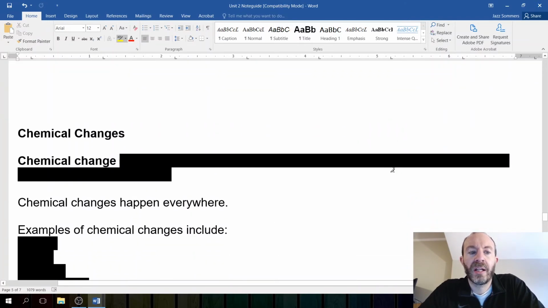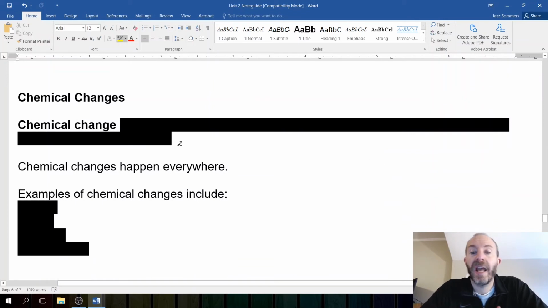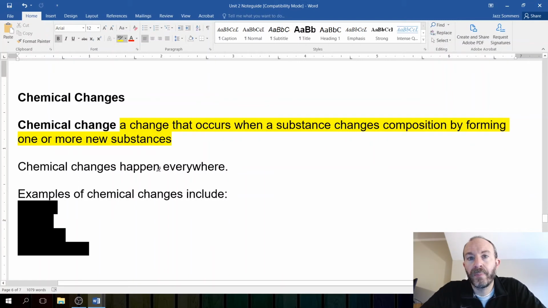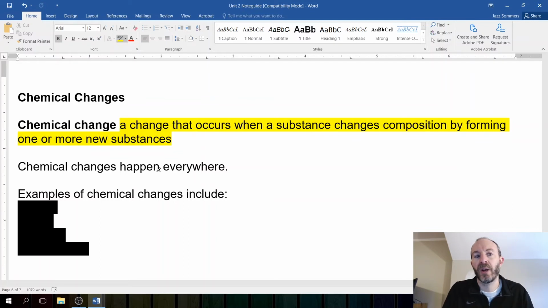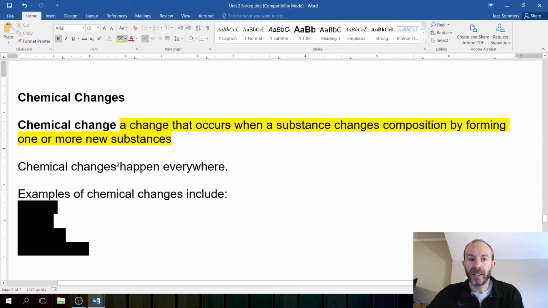So let's move on to chemical changes. Chemical changes are the opposite. Physical changes do not rearrange the chemical components or the elemental components of a chemical. These changes occur when a substance changes composition by forming one or more new substances. So in a chemical change, you're making something brand new, by rearranging the molecules that you had to start with.